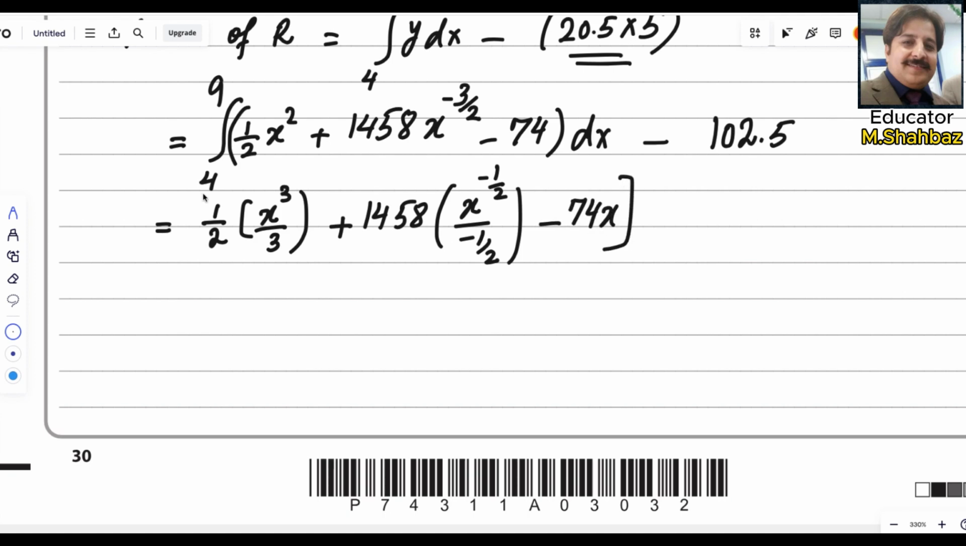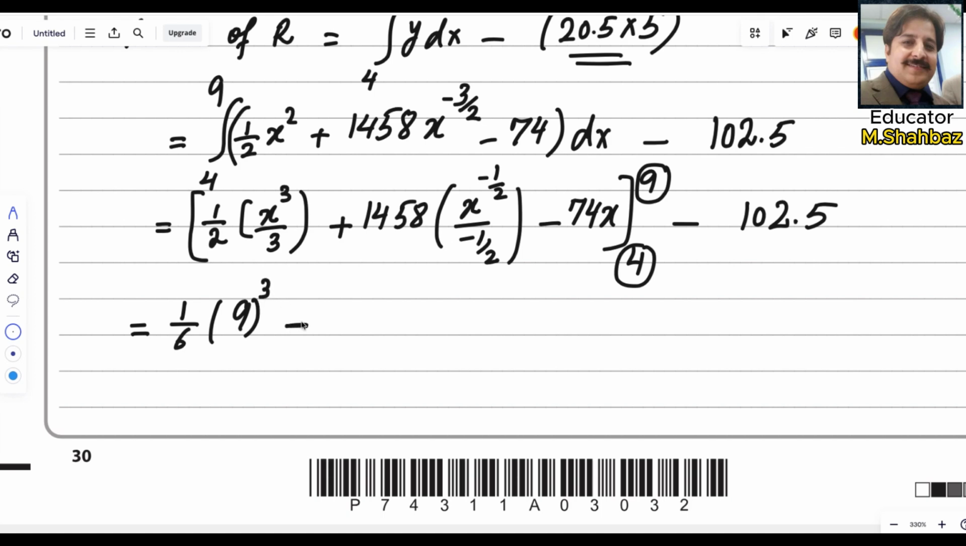And then you apply the limit, that is from 4 to 9, minus 102.5. Now you use the value of x as 9. You replace x with 9, then you replace x with 4. Between them there is a minus. This is the formula for how to apply the limit. Then you write here 1 over 6, and it will be 9 cubed, minus 2 will multiply here. Let me use the calculator for this, so there is no chance of mistake.